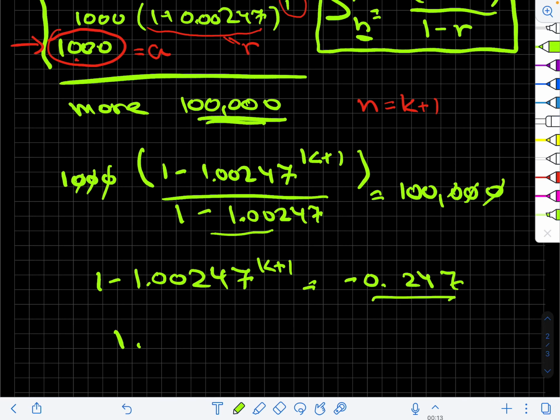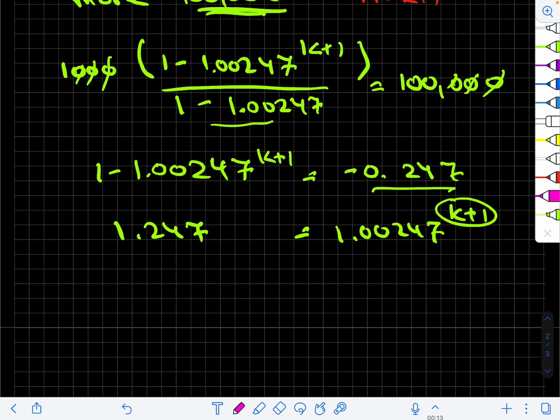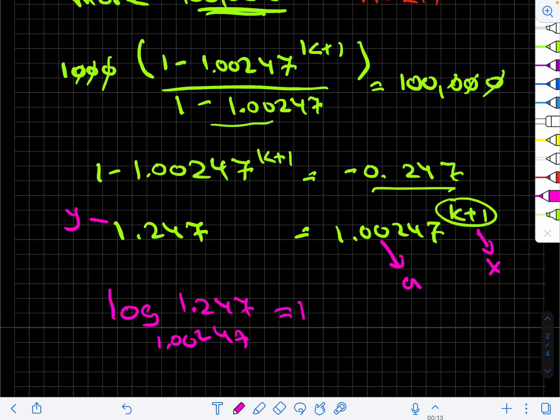So I get 1.247 on the left. And on the right hand side, I'm adding 1.02. So I'll get 1.00247 to the power of k plus 1. I'm reminding you, solving this is indices. So to solve indices, we have to use our logs. Remember the bottom part, this one is our a, that's the base of the log. This is the answer, this is the x of the log, and this is the y. That's what we put in the log. In other words, we're getting log base 1.00247 of 1.247. That has to be equal to k plus 1.